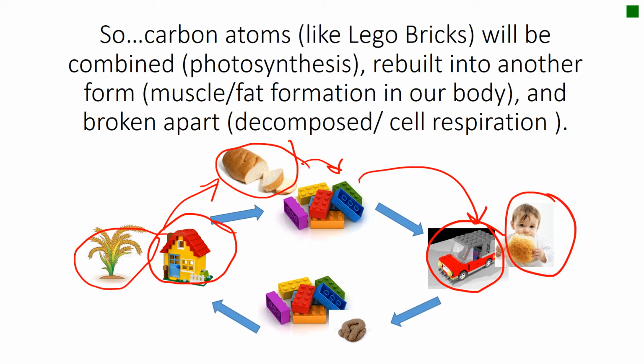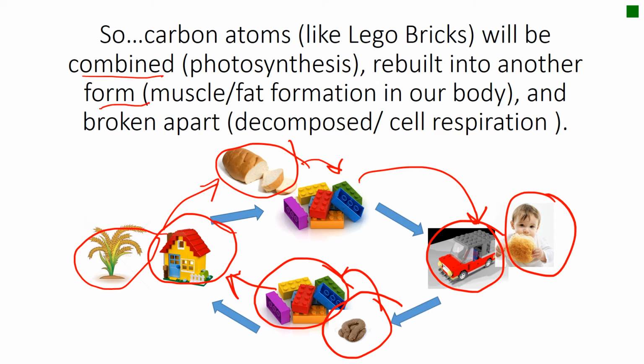However, some part of the bread cannot be digested, so it becomes feces. The decomposers will break this feces down again through cell respiration into inorganic carbon that is ready to be used for photosynthesis to become organic molecules again. So again, carbon is combined through photosynthesis, rebuilt into another form, for example to become our muscle or fat, and then broken apart through decomposition and cell respiration.